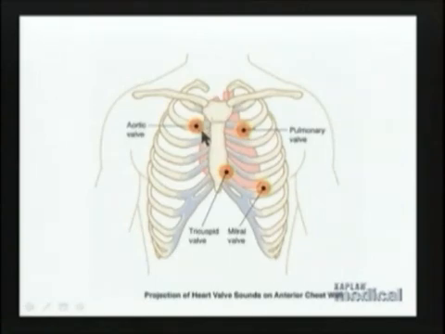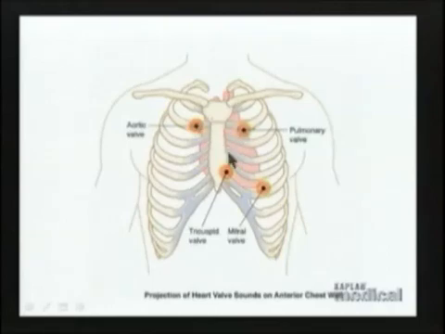And similarly, since the pulmonary valve or pulmonic valve is between the right ventricle and the pulmonary trunk, the blood is flowing to the pulmonary trunk, and since the pulmonary trunk goes up and to the left, placing our stethoscope in the left second intercostal space is where we would hear the pulmonic valve closure.